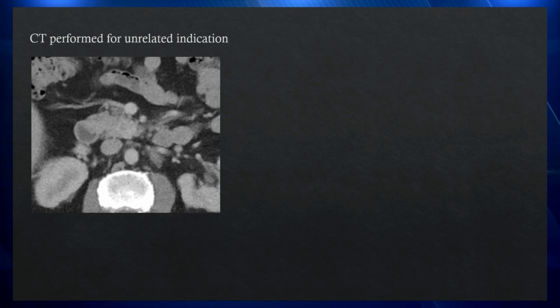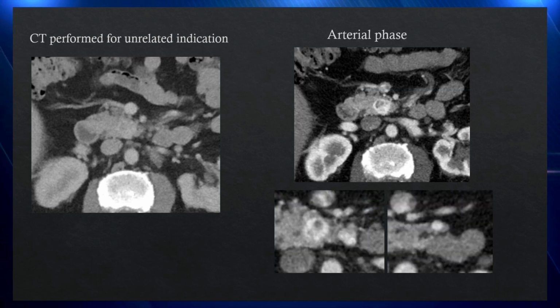So this is a patient who got a CT for a totally different, unrelated indication. When we were looking at the pancreas, we suspected that there was some fullness there. If you squint, you kind of see a lesion in the pancreas. But when we further evaluated with the arterial phase, now you could see much better this bright enhancing lesion. And there are a couple more lesions in the pancreas that we did not see on the venous phase.